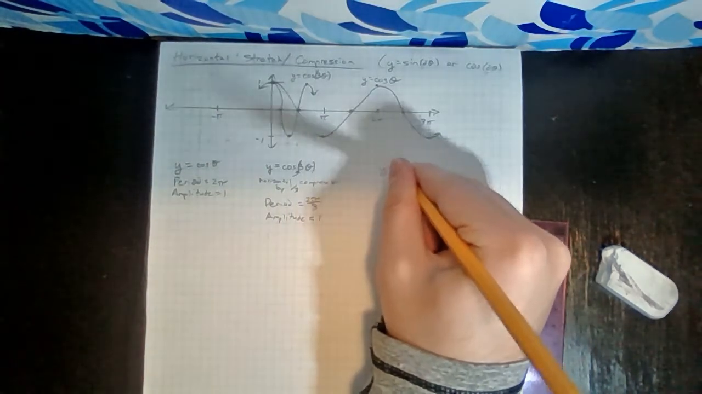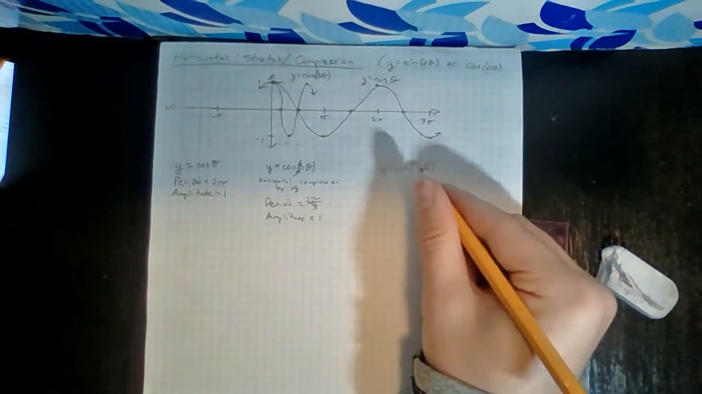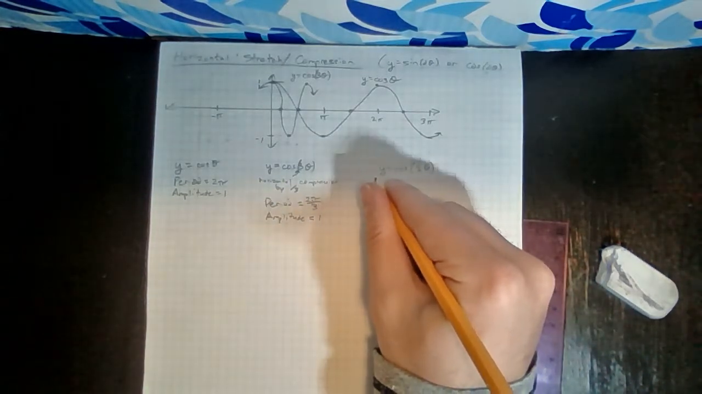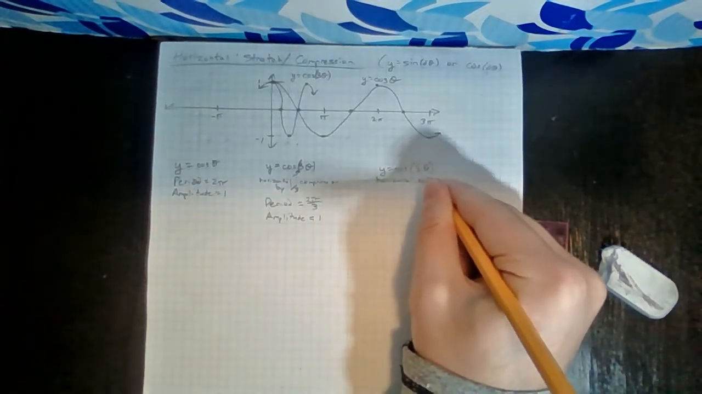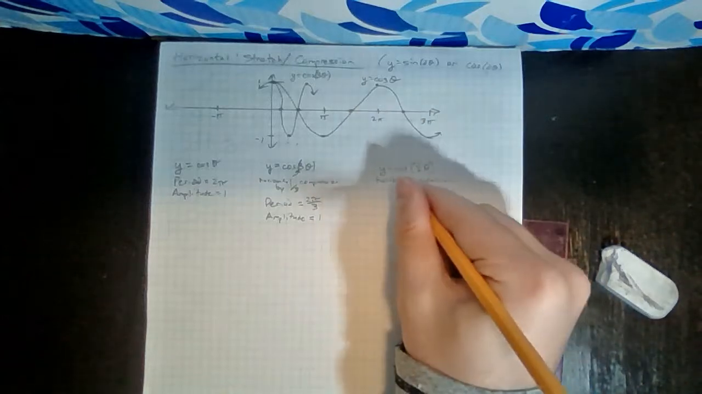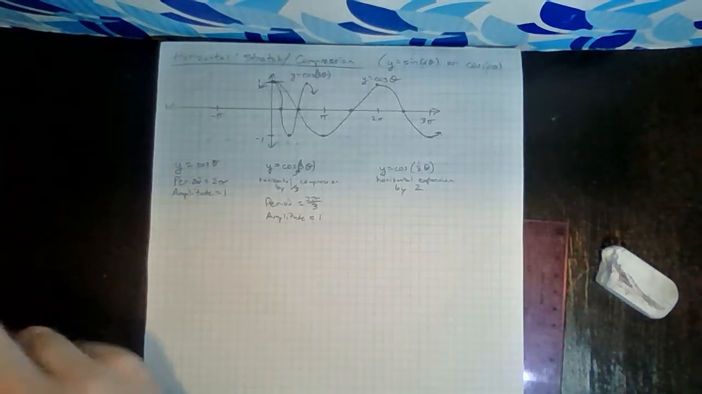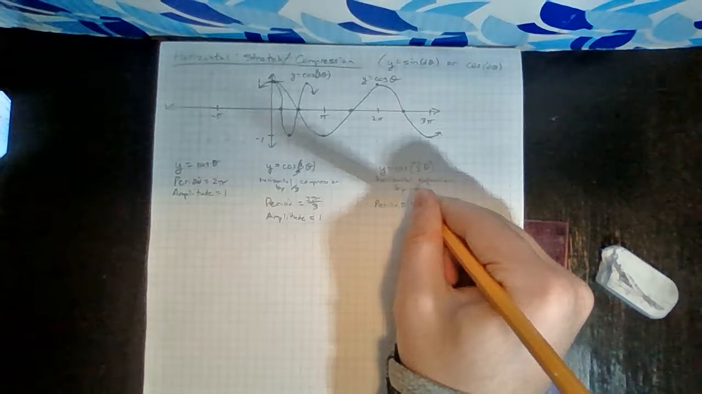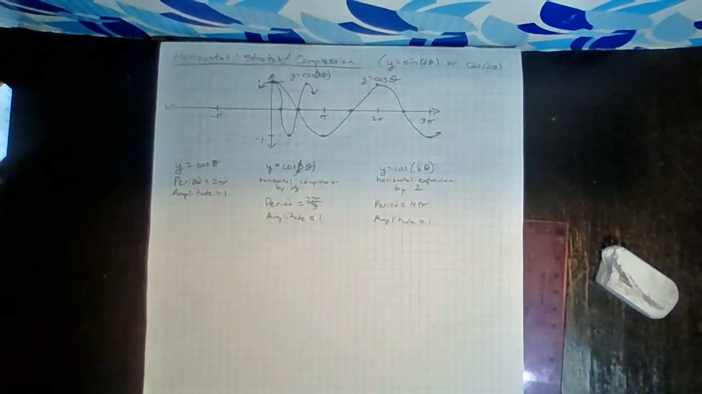Y equals cosine of half theta. Dividing by 2 or multiplying by a half, that's an expansion or a stretch by a factor of 2. We're multiplying all of our x values by 2, so our period's now going to be 4 pi. And our amplitude stays the same because we haven't done anything to our y values. Our amplitude's going to be 1.